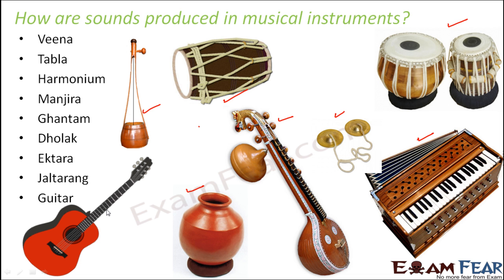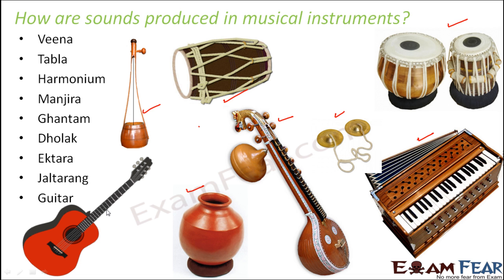wherever sound is produced, there has to be some vibration. Now, the most interesting part comes here. You might be surprised to know that when I talk about something like ek tara or guitar or veena, you can actually see the strings. So you can visualize very easily where vibration is happening. When you move, the strings vibrate. That is how sound is produced.